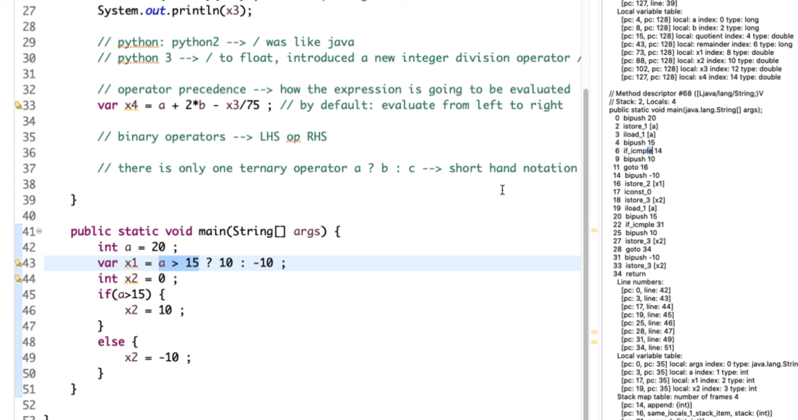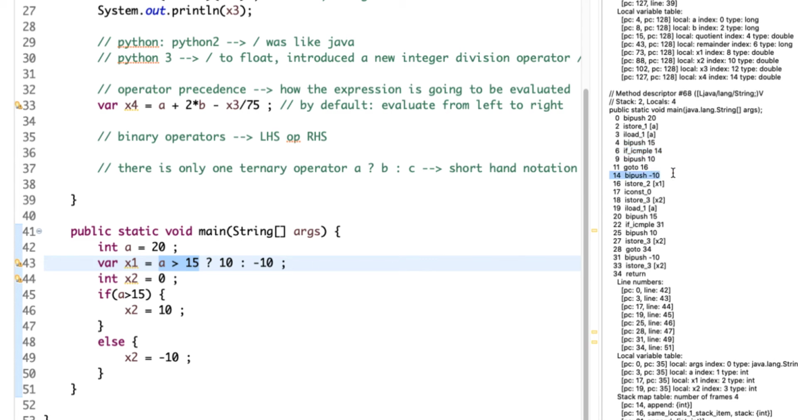It's very interesting that we are doing greater than, but the compiler decided to actually do a less than or equal comparison. This could be just because less than or equal comparison is more efficient than greater than operator. So it says that if this condition for less than or equal, so basically if A is less than or equal to 15, jump to line 14.